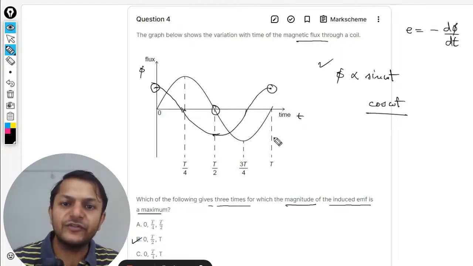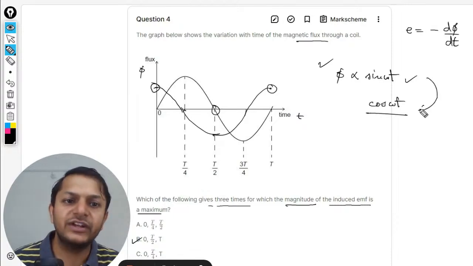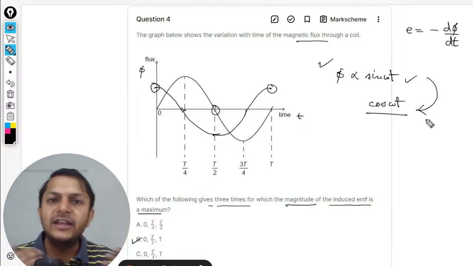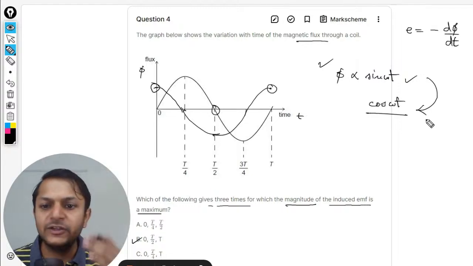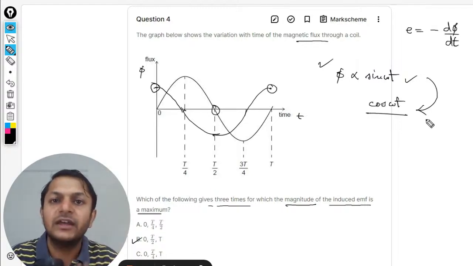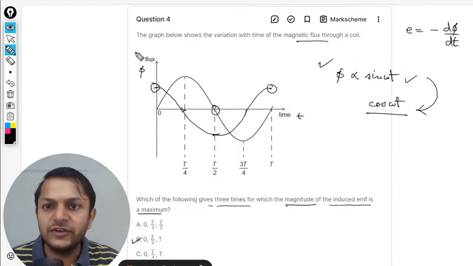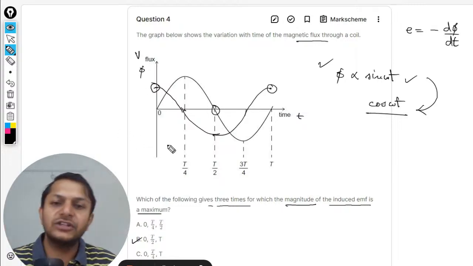First of all, this is the sinusoidal variation. You differentiate it, you convert it into cos, and then you can see when is the cos maximum. Accordingly, you say that this will be the time when the induced voltage will be maximum. So this is the one thing.